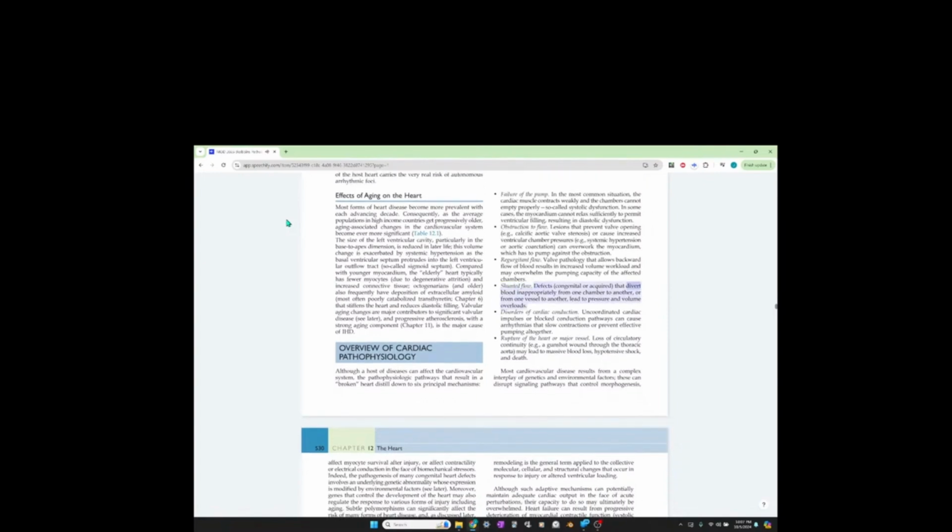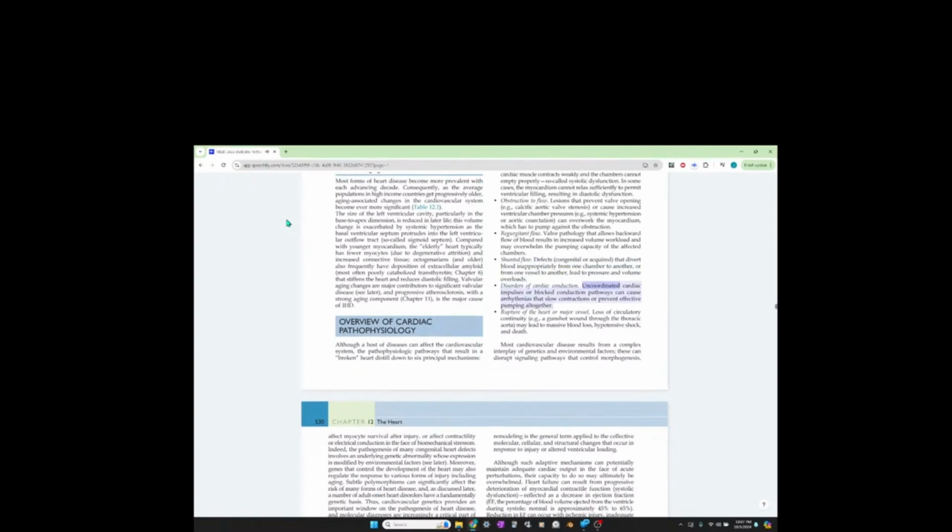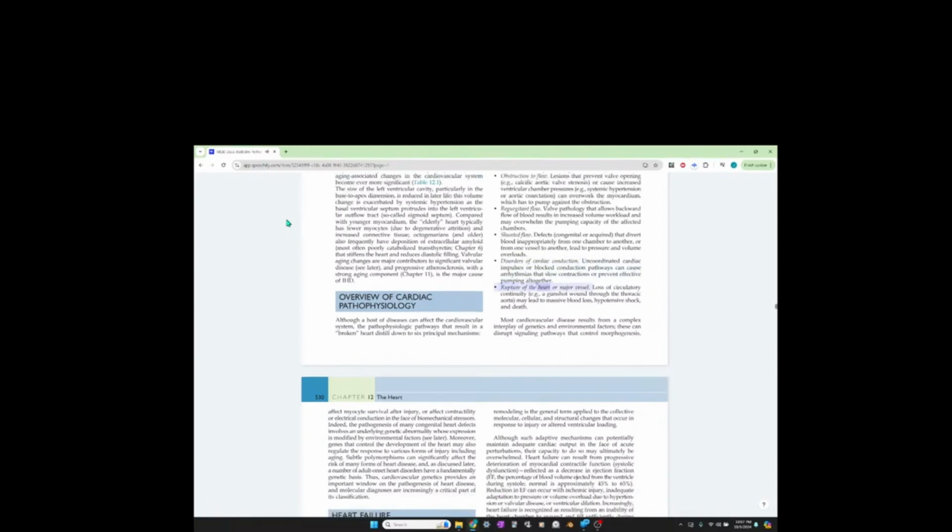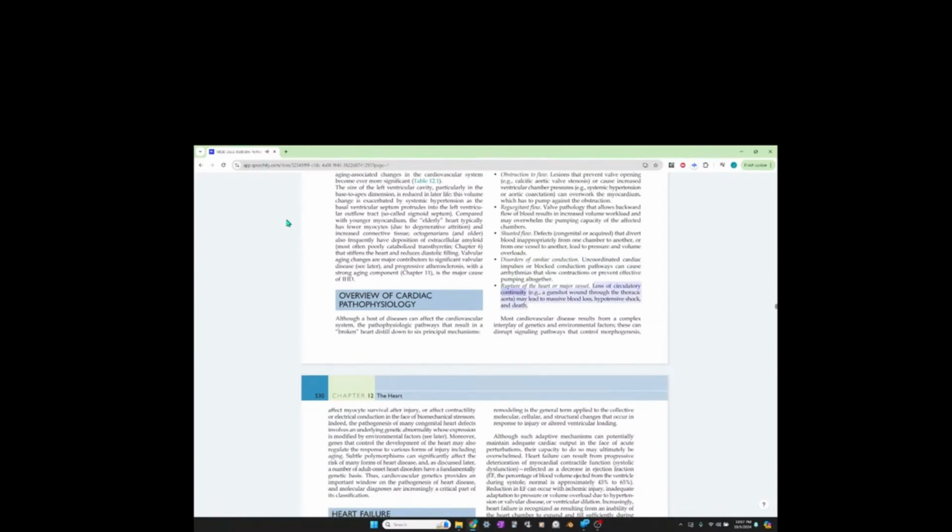Shunted flow. Defects that divert blood inappropriately from one chamber to another, or from one vessel to another, lead to pressure and volume overloads. Disorders of cardiac conduction: uncoordinated cardiac impulses or blocked conduction pathways can cause arrhythmias that slow contractions or prevent effective pumping altogether. Rupture of the heart or major vessel: loss of circulatory continuity may lead to massive blood loss, hypotensive shock, and death.